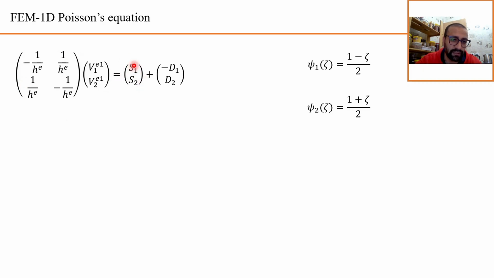Let's try to calculate S1 and S2 also, and we know that we defined Si to be like this.